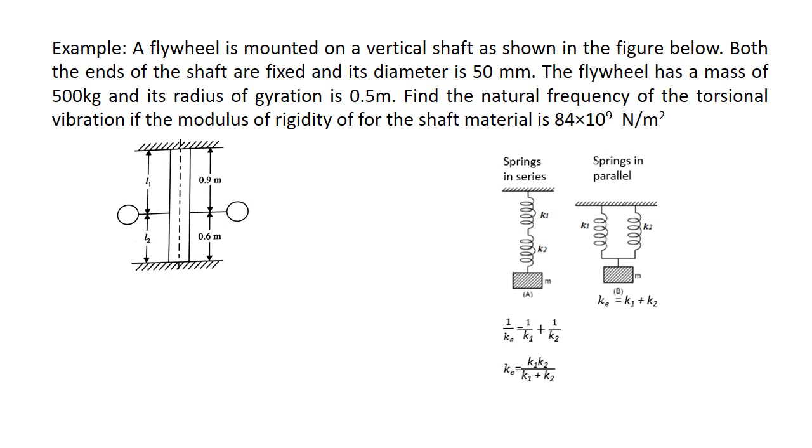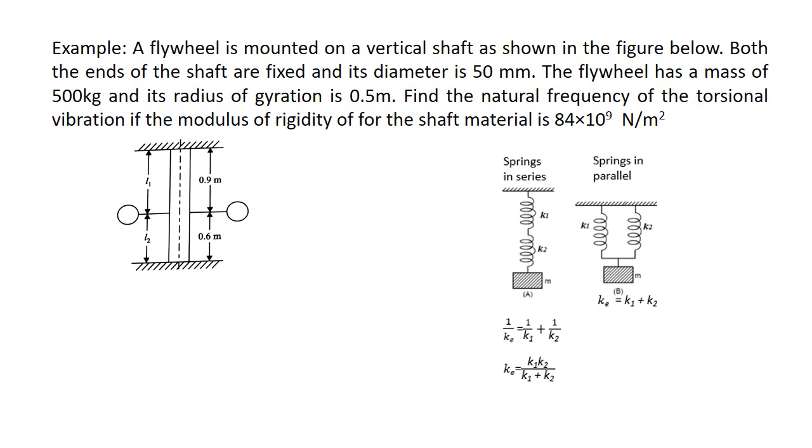Our vibrating system consists of springs. Spring is actually an element in a vibrating system. For springs which are arranged in series, we can find the equivalent stiffness by using the equation 1 by Ke, where Ke is the equivalent stiffness of the spring, equal to 1 by K1 plus 1 by K2. So Ke is equal to K1 into K2 by K1 plus K2.